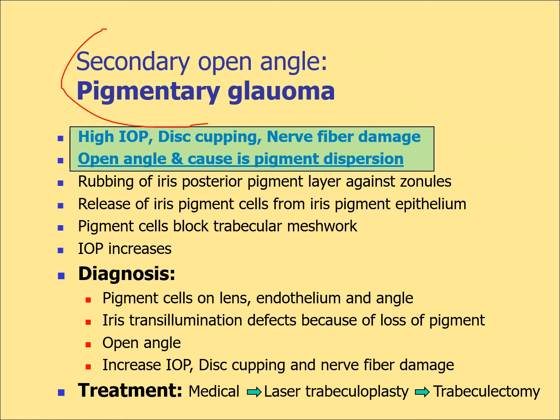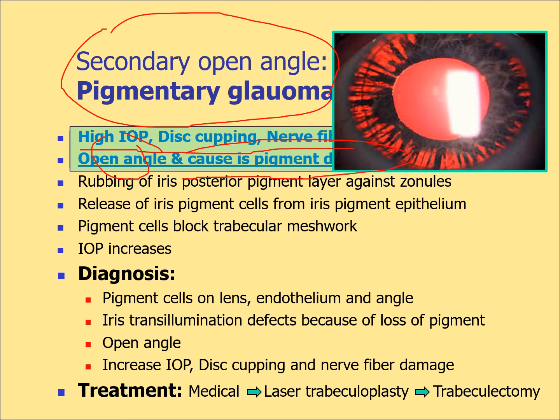Pigmentary glaucoma is another form of secondary open-angle glaucoma. Again, it's diagnosed with high IOP, disc cupping and nerve fiber damage, open angle, and the only difference from the primary open-angle glaucoma is that the cause is known, and it is the pigment dispersion. How does that happen? Rubbing of the iris posterior pigment layer against the zonule. This rubbing causes release of the pigment, and there are transillumination defects in the iris that you can see in this diagram. So this pigment gets deposited in the trabecular meshwork and causes increased intraocular pressure.